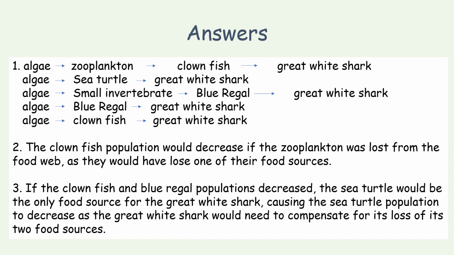So for 2, the clownfish population would decrease if the zooplankton was lost from the food web, as they would have lost one of their food sources.